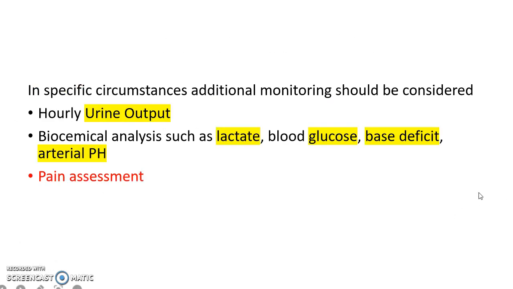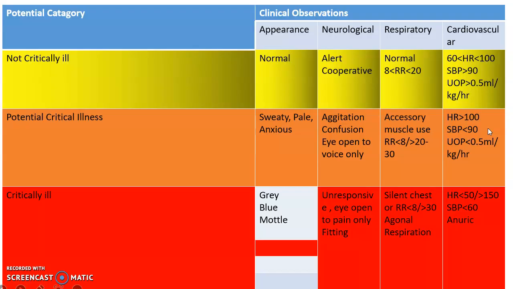So you have to assess all these things, including base deficit and lactate level, by using arterial blood gas analysis. The other is you have to categorize patients based on their potential illness, okay? Based on appearance, neurologic status, respiratory and cardiovascular condition. Based on appearance, we can classify potential critical illness as non-critically ill, potentially critically ill, and critically ill.